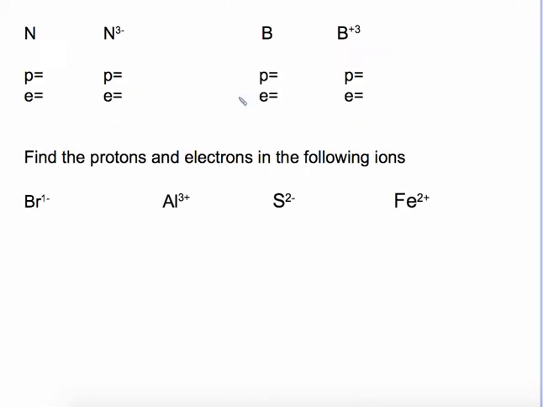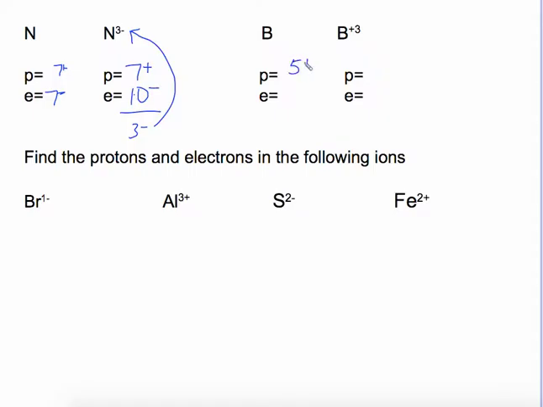Okay, let's just try a couple more. Oh, that's the answer key for that. So let's do nitrogen here. Nitrogen, the neutral atom, has 7 protons and 7 electrons. In the ion, the protons don't change, but it has 3 more negative charges. So that means it has 10. 10 negative and 7 positive is a net of 3 negative, which matches the ion. Nitrogen gained 3 electrons.